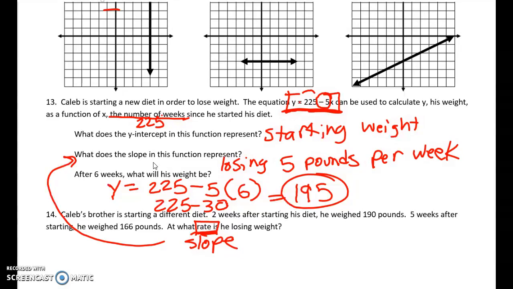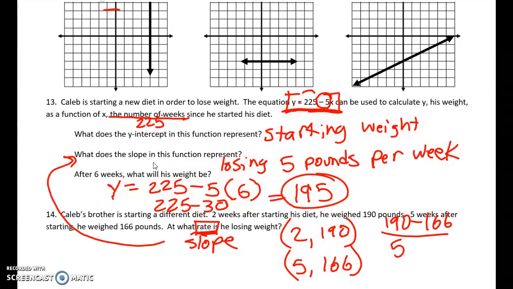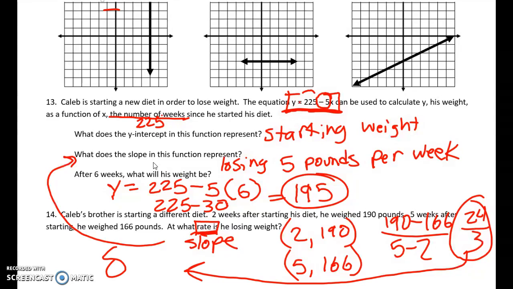I'm going to think of this algebraically. I'm going to do the ordered pairs: 2 weeks, comma 190 pounds, and 5 weeks, comma 166. And I'm going to find the slope. y minus y: 190 minus 166 over 5 minus 2. That gives me 24 over 3. I'm running out of time and I'm running out of room. We have 8 pounds per week. There is my rate. That is my slope.